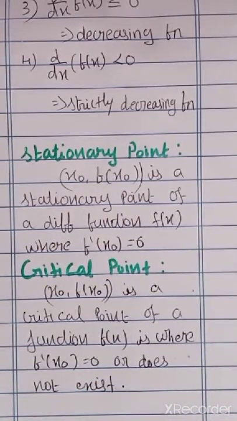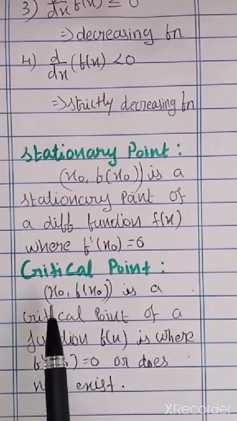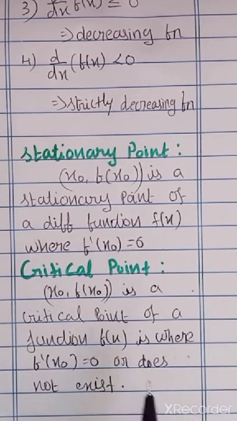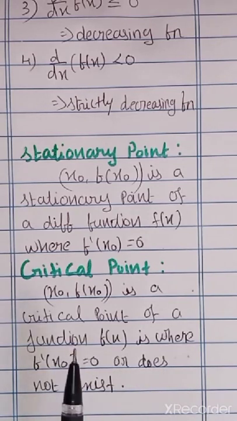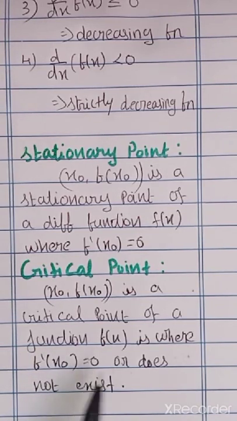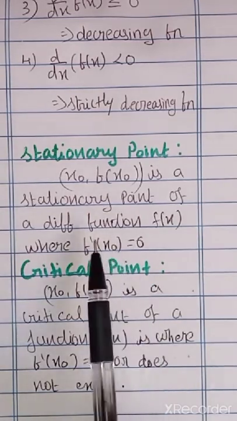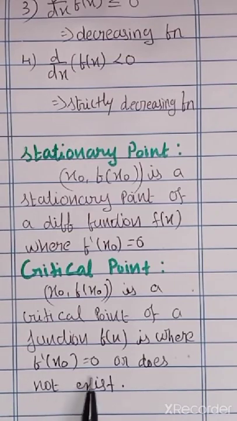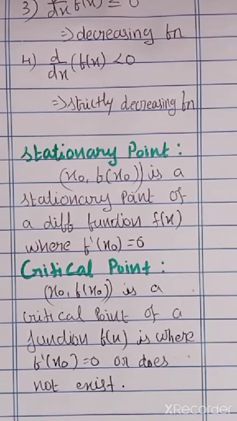And what is a critical point? The critical point is also like that only. x naught comma f of x naught is a critical point of a function f of x, where f dash of x naught is not equal to 0 or does not exist. So in the critical point, either f dash of x naught is not equal to 0 or the derivative will not exist. Okay, but in a stationary point, the derivative definitely exists, and in a critical point, it is either equal to 0 or it does not exist.